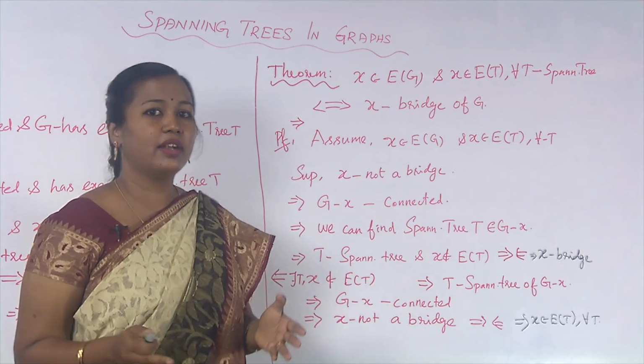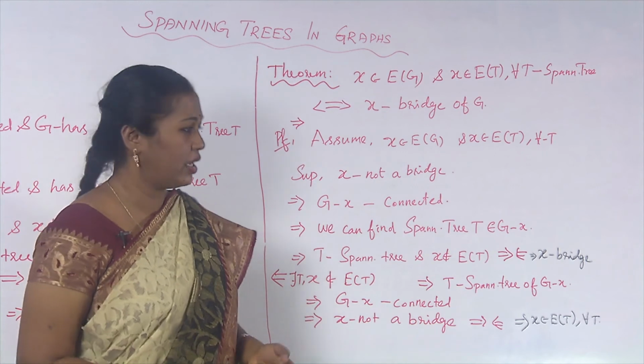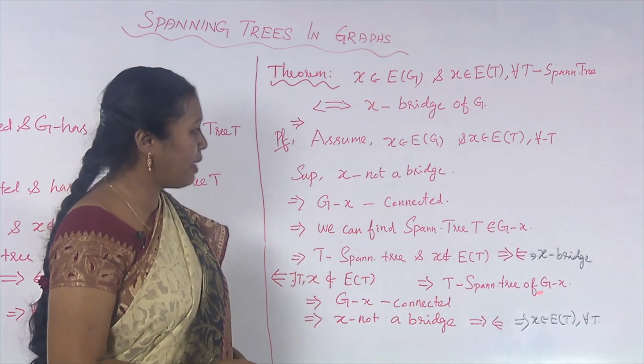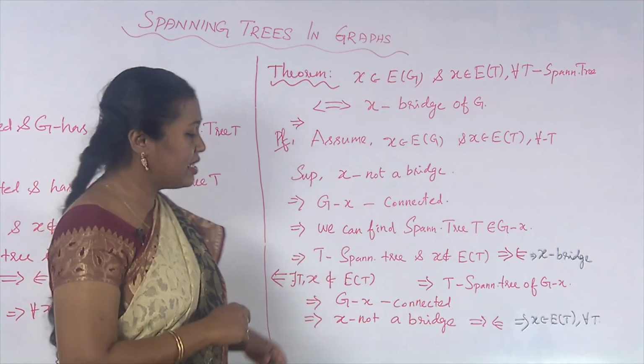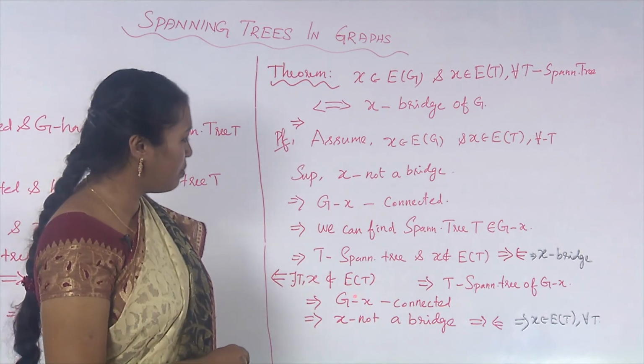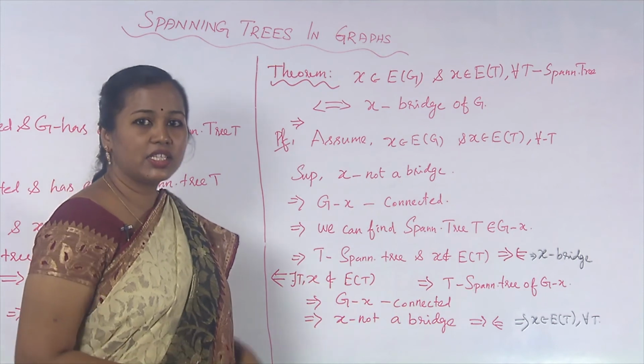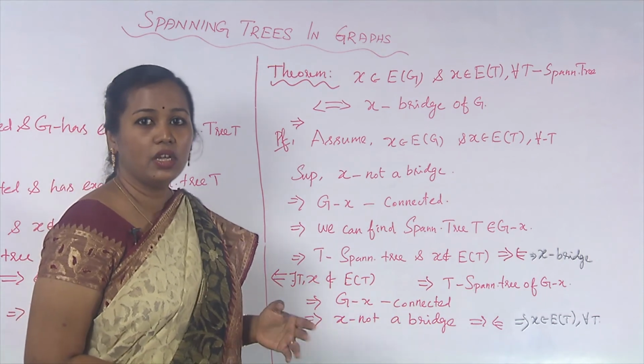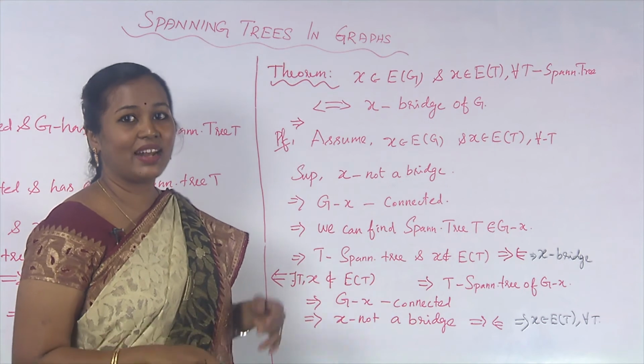But we already know that G is connected if and only if G has a spanning tree. I have now said that T is a spanning tree of G minus X. This implies that G minus X is connected. So, the removal of X from G does not affect the connectivity of G, which is a contradiction to the statement that X is a bridge.